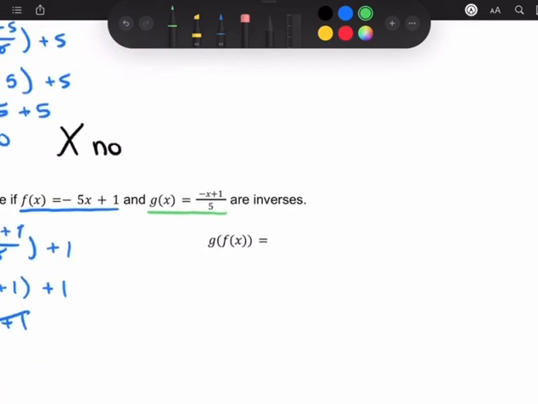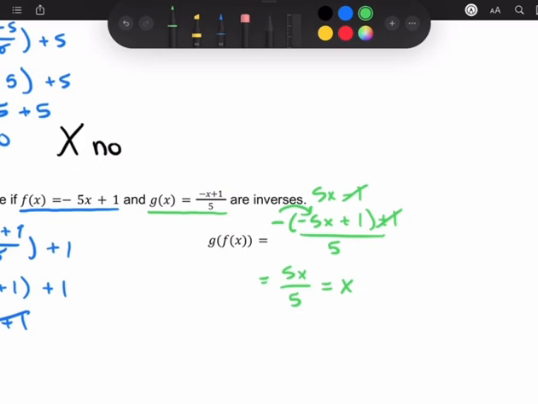So let's go ahead and do that. Plugging in f of x into anywhere in g where there is an x variable, we get negative, outside of the parentheses, times negative 5x plus 1 over 5. So let's go ahead and distribute this negative, leaving us with 5x minus 1. We see that these two 1s cancel out right here, leaving us with 5x over 5, which simplifies to x.